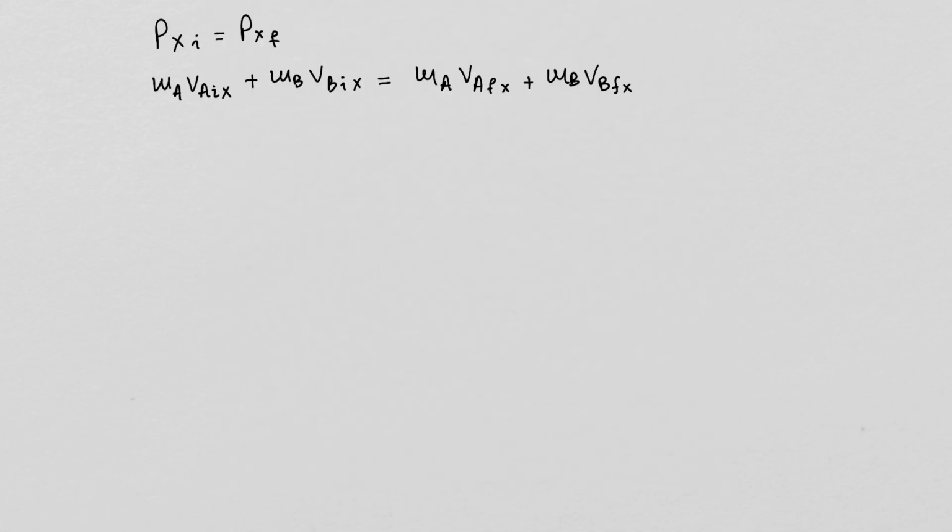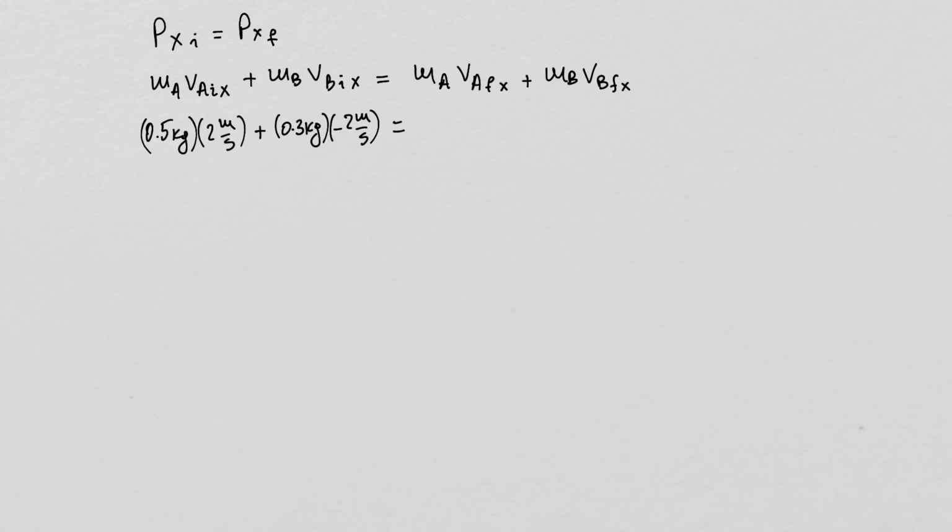The conservation of linear momentum states that the linear momentum of the system before collision must be equal to the linear momentum of the system after collision. The linear momentum of the first glider before collision is ma, va initial x, and the linear momentum of glider B before collision is mb times vb initial x. After collision, the linear momentum of glider A is ma times va fx, and the final momentum of glider B is mb times vb fx.